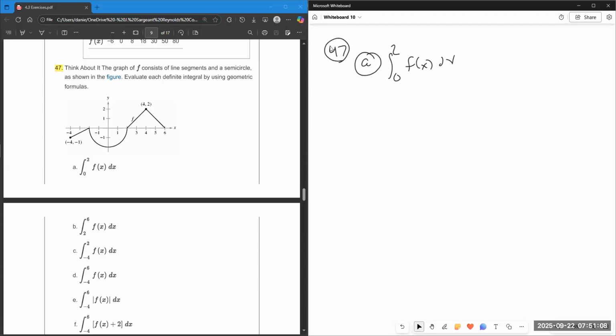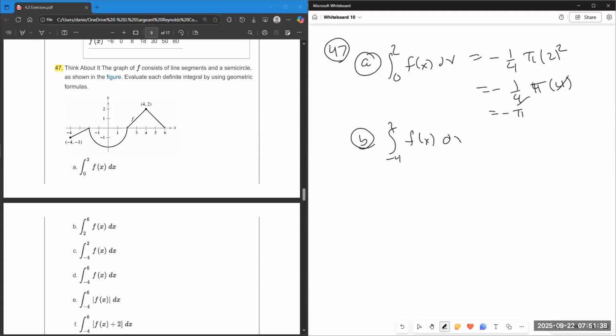So 0 to 2 is this quarter of this circle. And I need a negative sign since it's under the x-axis. Pi r squared, a negative 1/4 pi times 4. The 4's will cancel and give me an answer of negative pi. For B, we have negative 4 to 2 of f of x dx.